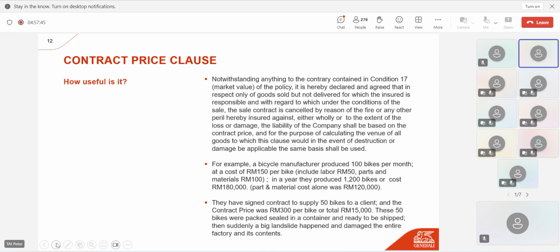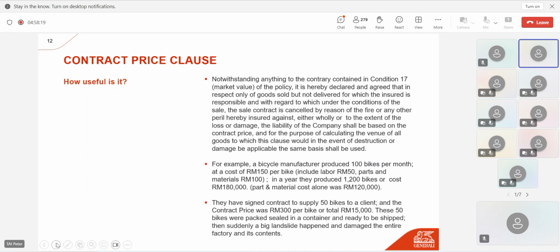Okay. And for the purpose of calculating the value of all goods to which this clause will apply in the event of destruction or damage, the same basis shall be used. Okay. So basically, in other words, I'm going to give an example. A bicycle manufacturer produces 100 bikes per month at a cost of 100 ringgit per bike, including labor, 50 parts, 100 material. In a year, they produce 1,200 bikes, costing 120,000 for parts and material alone. This is for easy calculation's sake.